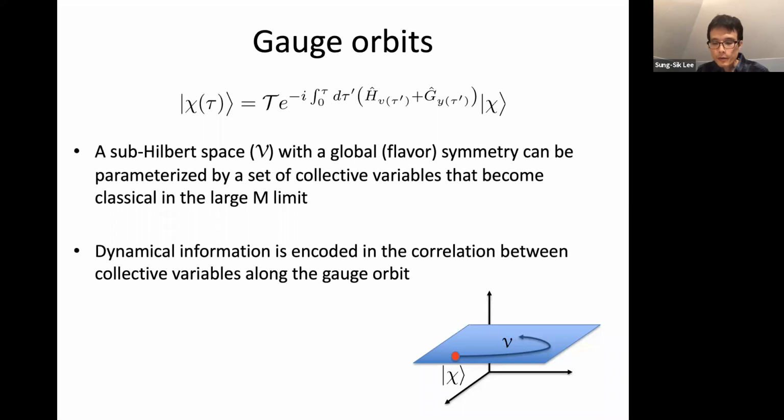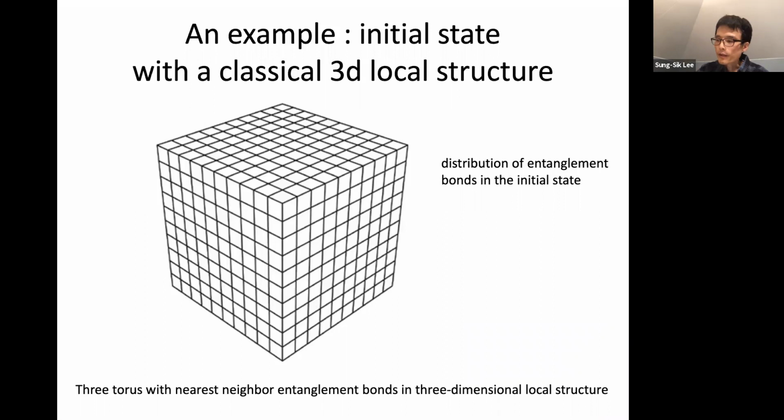For example, you can start with an initial state that has a three-dimensional local structure, say with three-torus topology. Here I have drawn an example where each vertex represents a site, and each link is an entanglement bond. So it has some discrete translational invariance, and it has discrete rotational symmetry and reflection symmetry, etc.